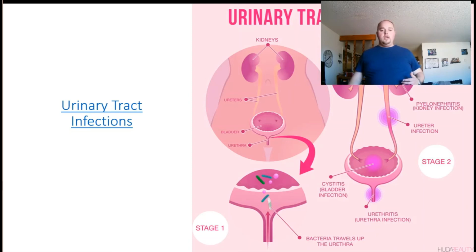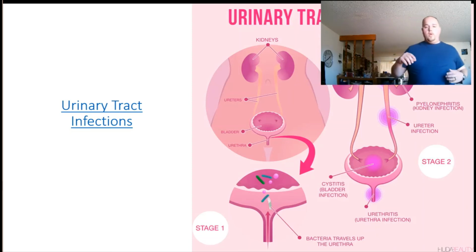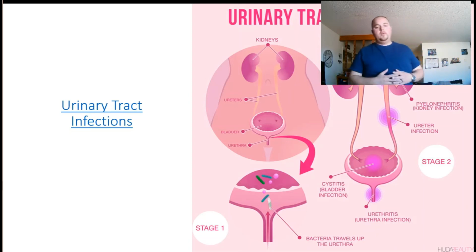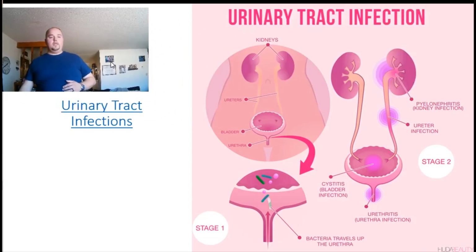And so as you see here, with the short urethra, we can have that urethral infection, we can have a bladder infection, we can have a ureter infection, or we can have a kidney infection. And all of these come from our urinary tract infections and getting that bacteria in there. And some of that can be from wiping the wrong way, to others just intercourse, as well as people who are just genetically predisposed to having urinary tract infections.